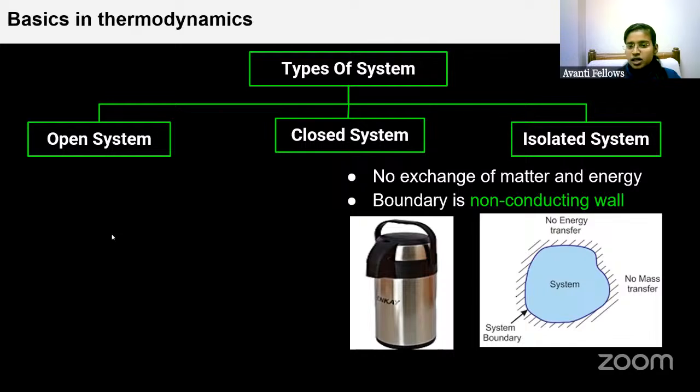The boundary will not conduct. So if I try to heat this, it will not conduct. The heat will not go inside the container. The wall is made up of a non-conducting material. Clear for all of you? Any doubt from the 3 types of system for anyone?